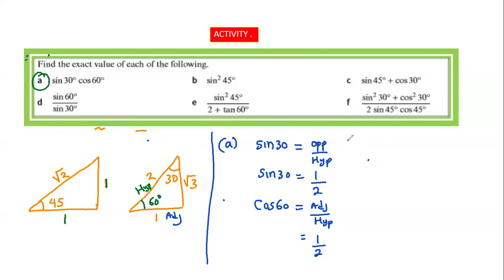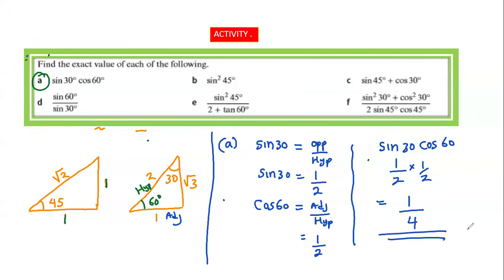So now we multiply sine 30 times cos 60. So that is a half times a half. Half times a half is a quarter. Okay, thank you, Joshua. So, members, that's how you deal with that.